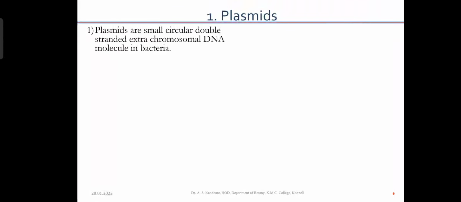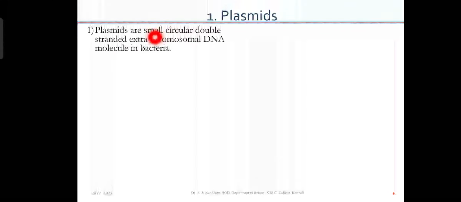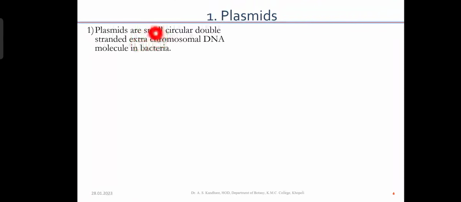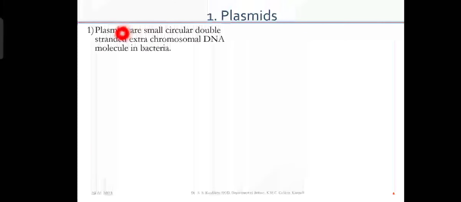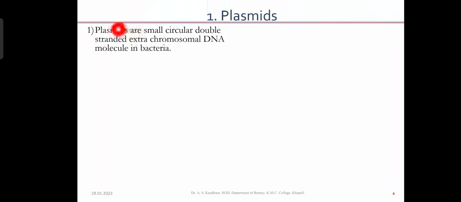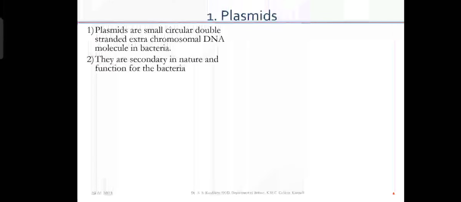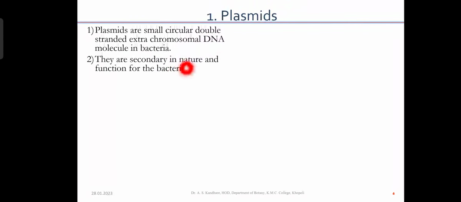So let us see one by one and let us have a cursory look at these vectors. So first, plasmids. Plasmids are small circular double-stranded extrachromosomal DNA molecules in bacteria. As you know, the bacteria has a main DNA molecule, a long DNA molecule, and a small secondary DNA molecule called plasmids. So therefore these plasmids are utilized in rDNA technology. They are secondary in nature and function for bacteria.